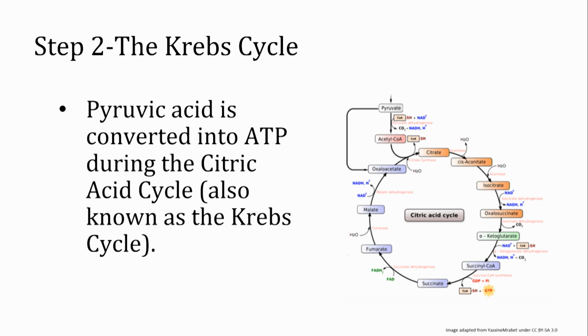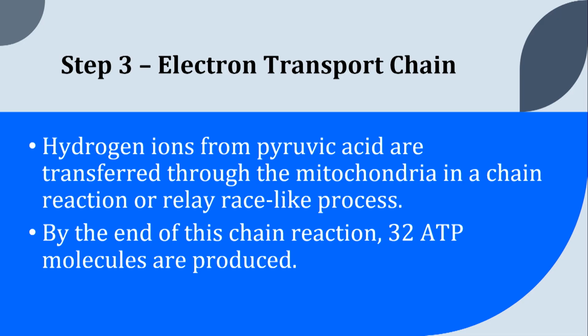There's a lot of steps here. You don't need to know all of them, but basically what you do need to know is that the Krebs cycle takes that pyruvic acid, turns it into ATP, and it's going to release a little bit of carbon dioxide. So the carbon dioxide that you exhale is coming from this part of cellular respiration. Okay? After the Krebs cycle, the last part of cellular respiration with oxygen is known as the electron transport chain. Sometimes I'll just abbreviate this to ETC, it's just a lot shorter.